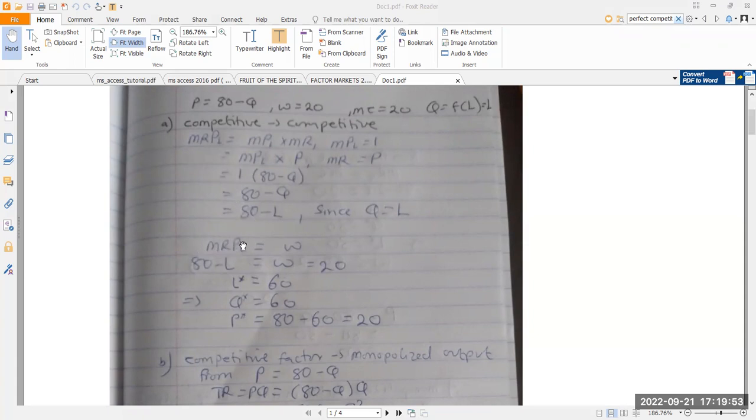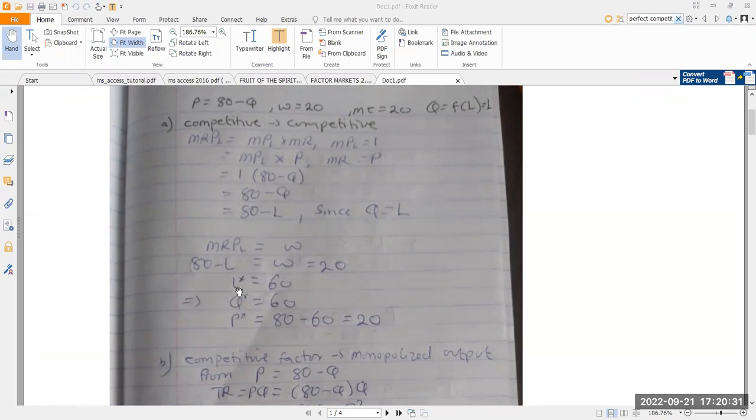So we equate marginal revenue product of labor to wage. Okay, you equate it to wage. So if you equate it to wage, then we solve for L, that's the quantity of labor that will be hired or traded in the labor market. So MRP is 80 minus L, which will be equal to the wage. Here we are assuming wage to be 20. So 80 minus L is equal to 20. If you solve for L, you get L star to be 60, which means that the competitive firm from the output market goes to the labor market to hire 60 units of labor.